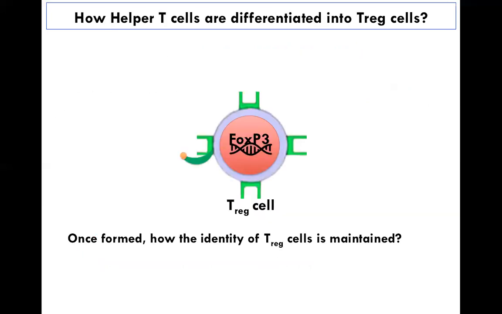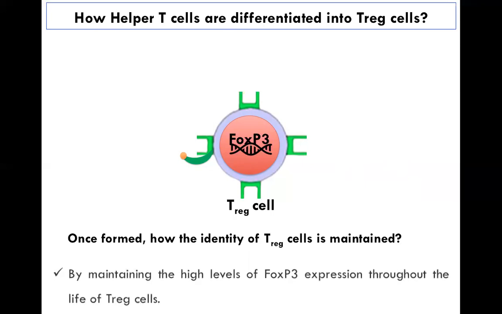So let's try to understand how helper T cells are differentiated into T regulatory cells. Like we have learned how they got differentiated into TH1, TH2 and TH17, let's see how they got differentiated into T regulatory cells. In the earlier cases the transcription factors were STAT4, GATA3 and STAT3, but in this case it is FOXP3. They express a high level of the transcription factor FOXP3, which serves as their master transcriptional regulator.